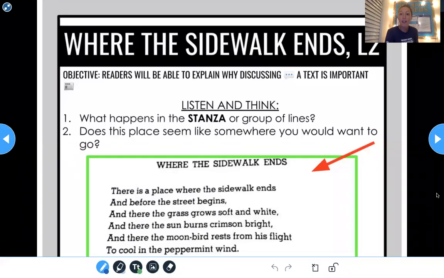Alrighty, friends, we are ready to learn how to annotate for who, what, and why to discuss our text. Now, here we have the first stanza. We just talked about that a stanza is a group of lines. So now we need to get ready to annotate for our who, what, and why. To annotate, you guys see my mouse wiggling here?